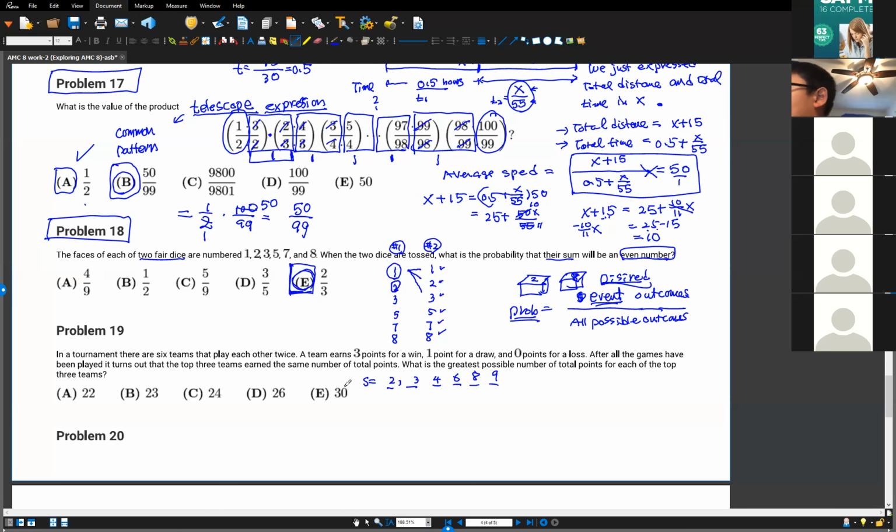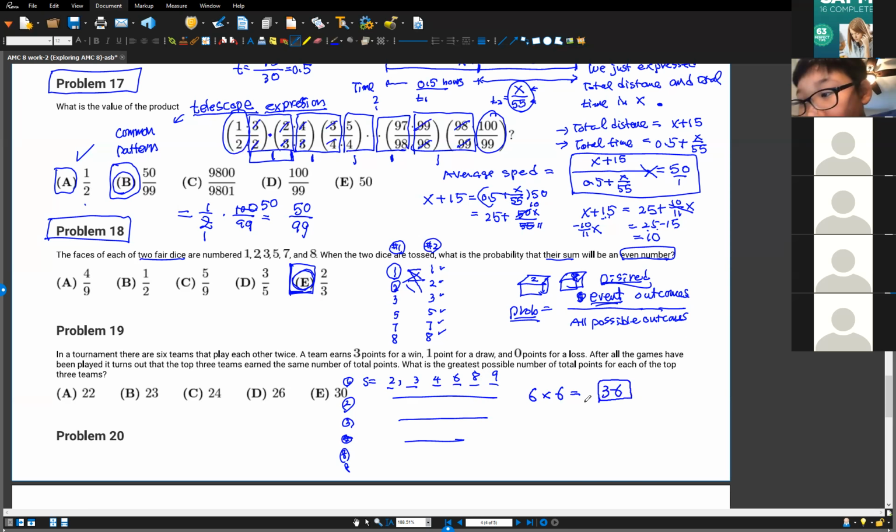What about number 2? Number 2 is the same thing, right? 6 outcomes. Number 3, another 6. Number 4, 6. Then 5, 6, 7, 6, 8, 6. What is that? 6 times 6, there will be a total of 36 sums out there, right? There are 36 sums. Out of these 36, how many sums are even? Now check it out.